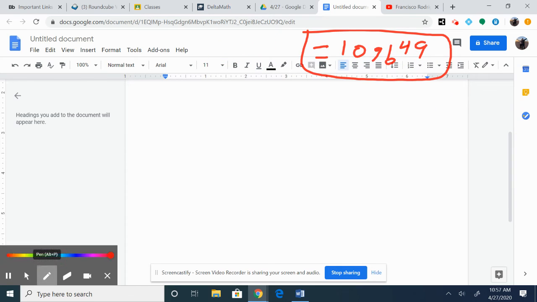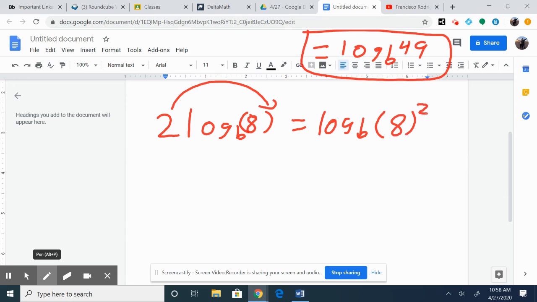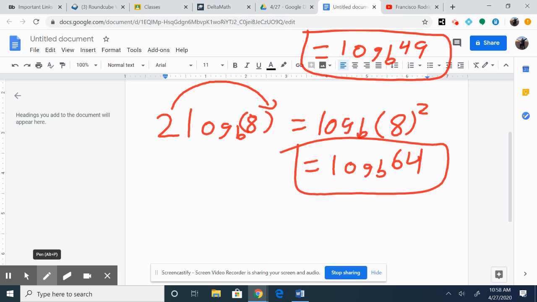So let's go ahead and continue with that. And we have logarithm with a base of b and then number 8. And then in the front, we have a 2 again. So what that means is that we're going to move this 2 over as an exponent, and now we have logarithm with a base of b and then 8 squared. So 8 squared, we just simplify that and we would have logarithm b, and then 8 squared is 8 times 8 would be 64.